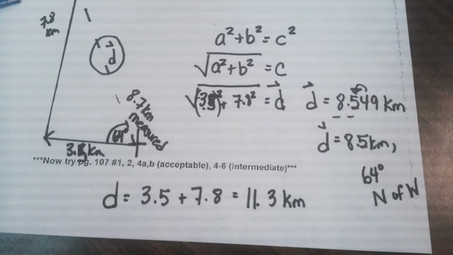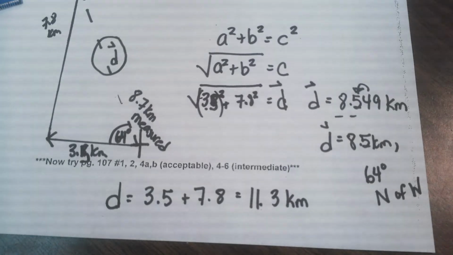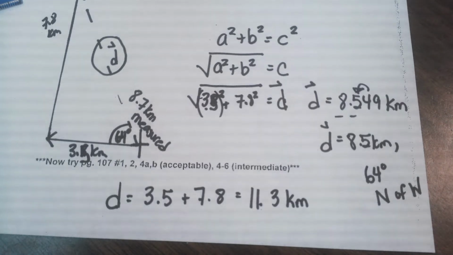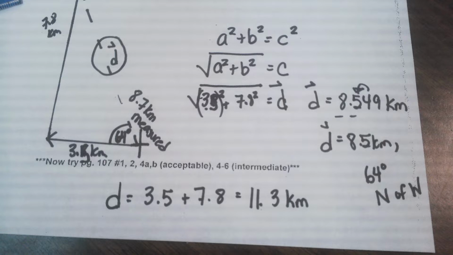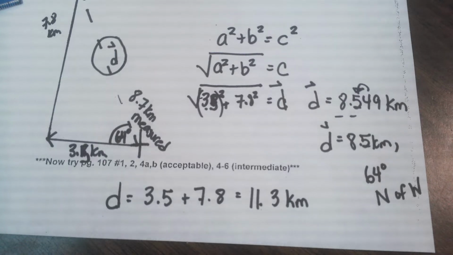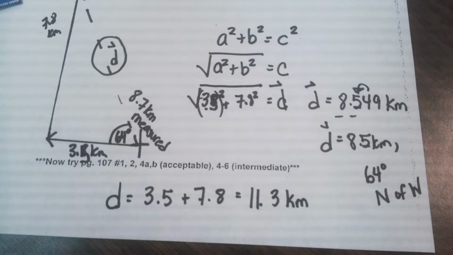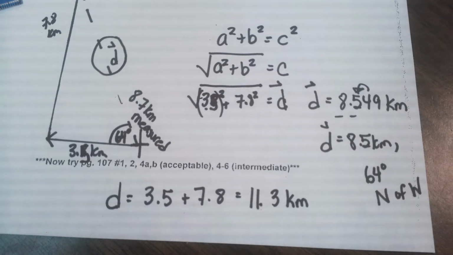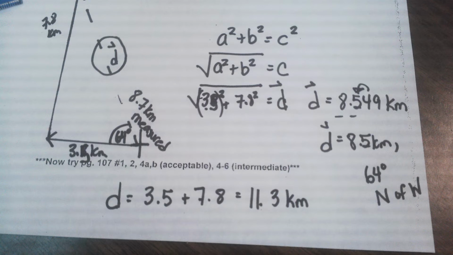Let's try these 3 questions. And let's put them up on the board. 1, 2, 4, A, and B. Individuals of people, there's 4 things up there to answer.